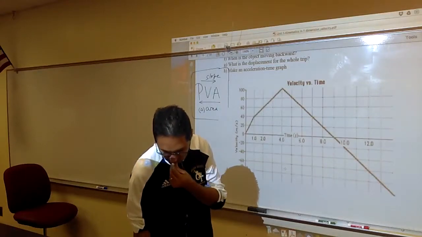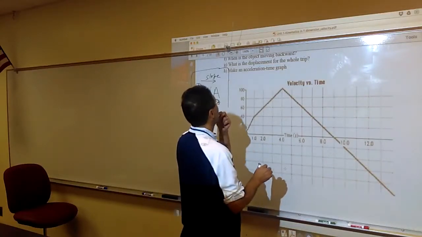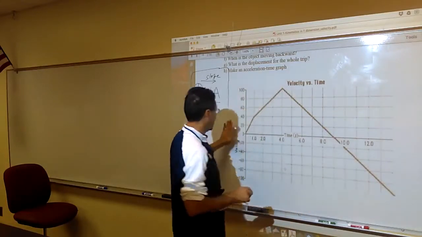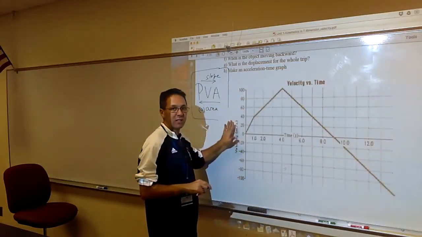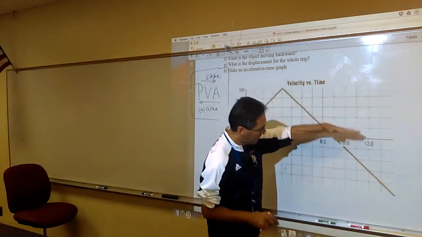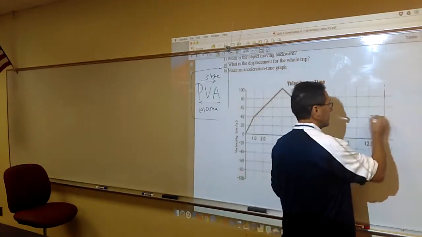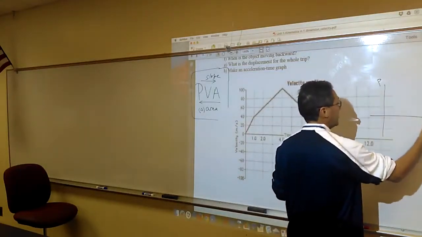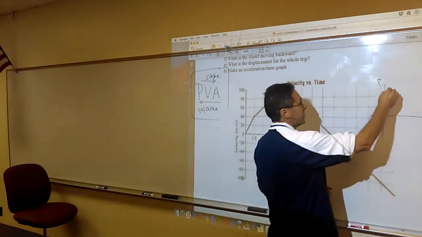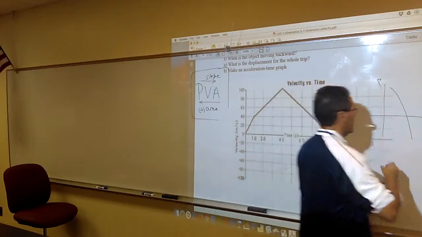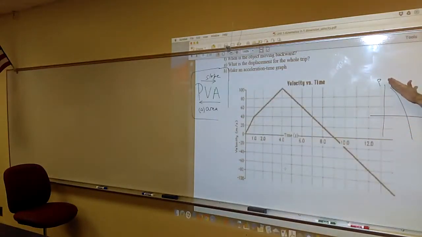When is the object moving backwards? This is basically just another way of saying when is the object moving in the negative direction. In a velocity time graph, you're moving in the negative direction if you happen to be below the time axis. In a position time graph, you will be going in the negative direction if your position drops in time, or if the slope of the tangent is always negative.